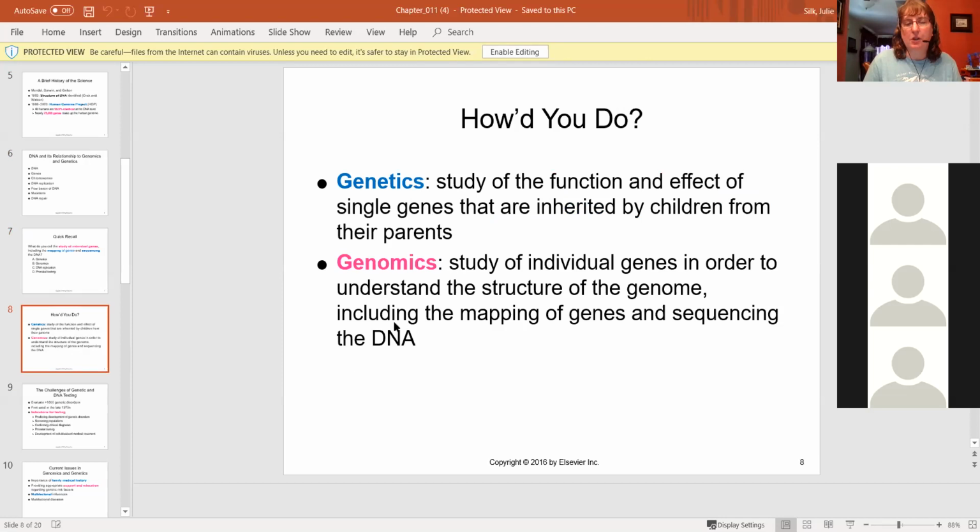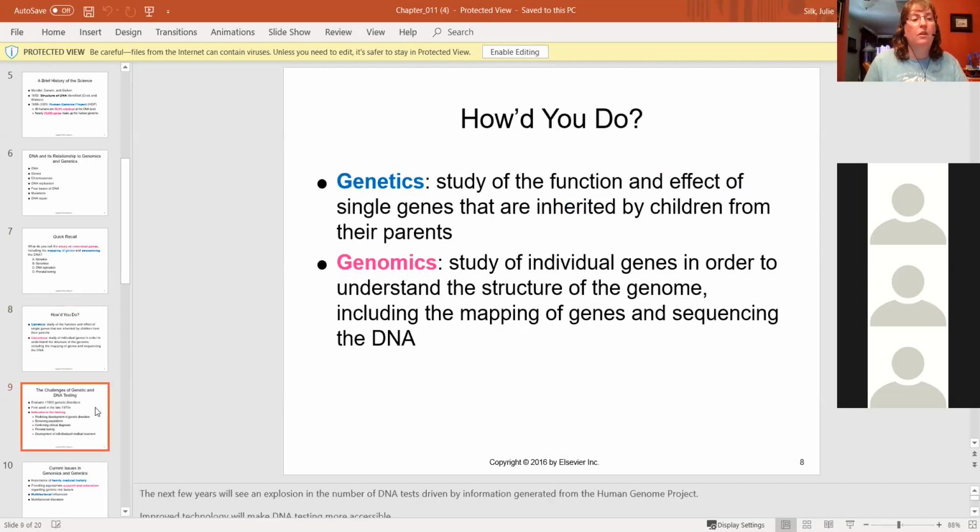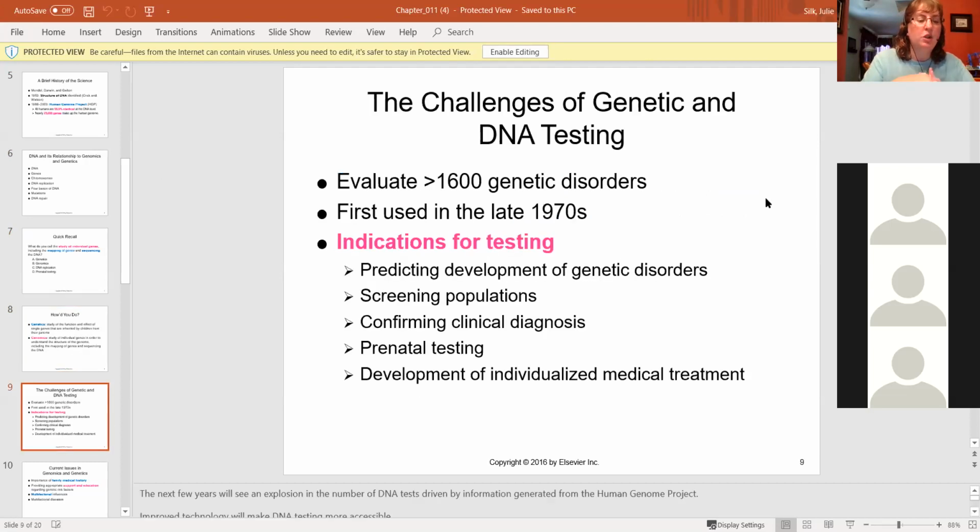And then again, this just kind of reviews what we learned a few slides ago, talking about genetics and genomics. Okay, so in the next few years, we'll see an explosion in the number of DNA tests driven by information generated from the Human Genome Project. Improved technology will make DNA testing more accessible. These advances in genetics and genomics will necessitate that nurses continue to learn about this area of science to respond effectively to the challenges of this new knowledge.